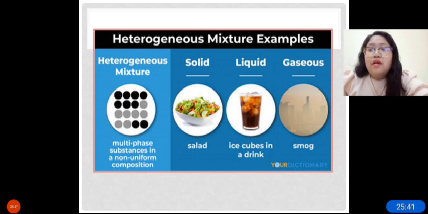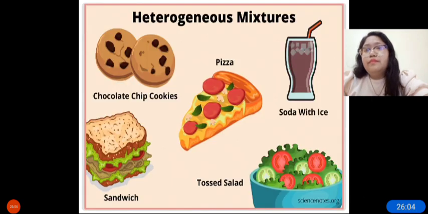Now in liquid form, we have ice cubes in a drink. Can you see the soft drink? Can you see the ice cube? Yes, because this is a heterogeneous mixture. Now we have smog. Smog is actually a mixture of smoke and fog.